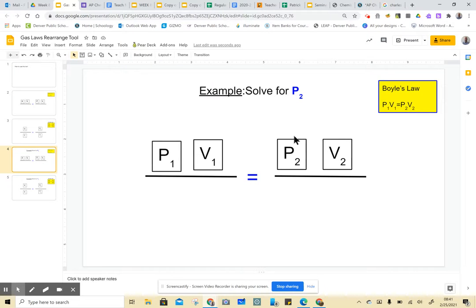Hey folks, this is a short video to show you how to use this tool. So for this first one here, it's asking you to solve for the second pressure.